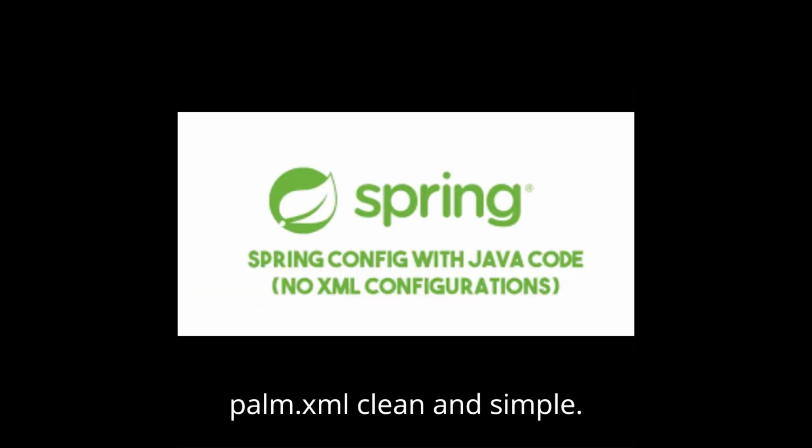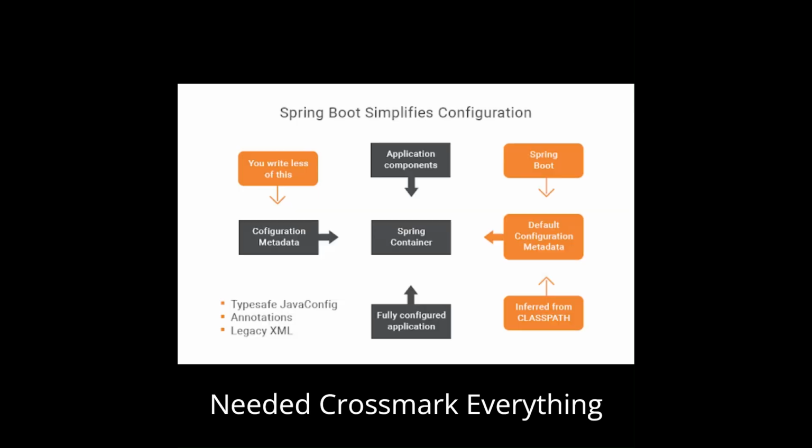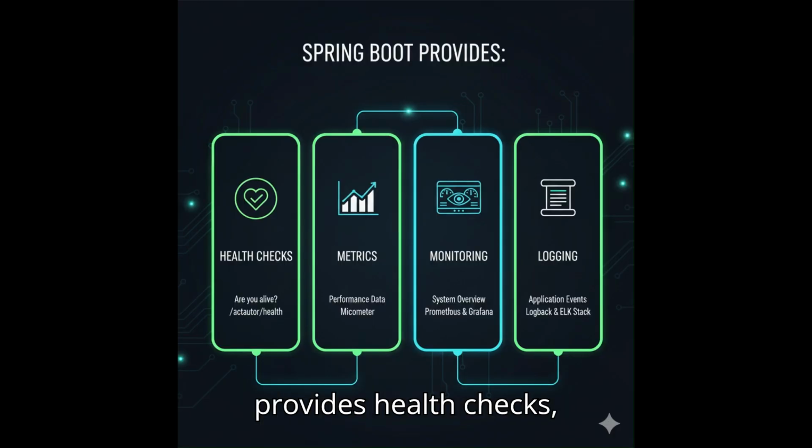Key 4: No XML Configuration. Spring Boot uses annotations and Java configuration, with no XML files needed. Everything is annotation-based, which is easy to read and maintain. Key 5: Production-ready features. Spring Boot provides health checks, metrics, monitoring, and logging. These features help in deploying real-world applications.